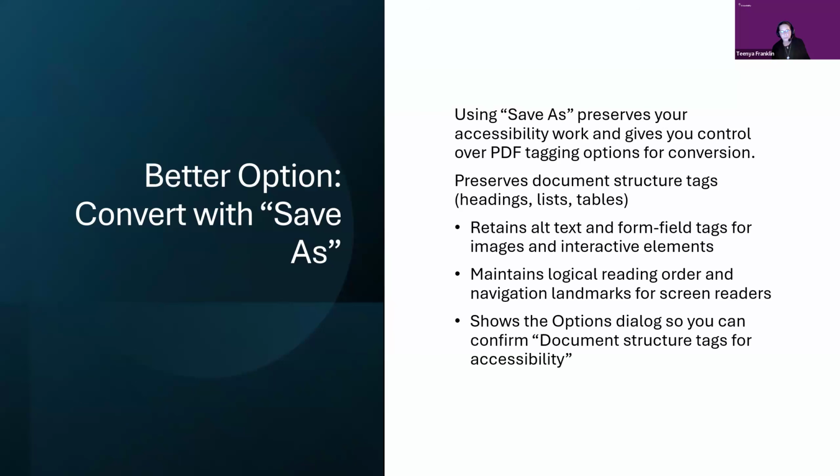Here's your better option. You're going to use Save As. You're going to go to File, Save As, and I'll show you this in a minute. Then you're going to choose your options. This will retain your structure, your headings, lists, tables, and retains your alt text and form field tags for images and interactive elements. It will hopefully maintain your logical reading order and navigation of landmarks. And it shows your options dialog box so you can confirm that you want the document structure tags for accessibility.